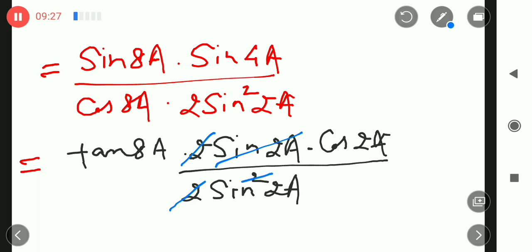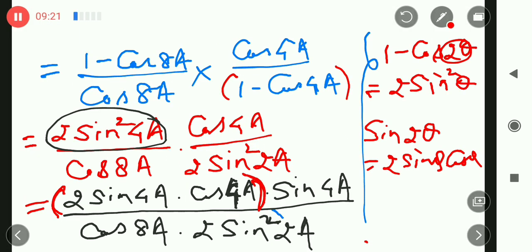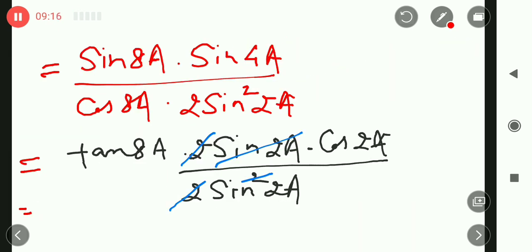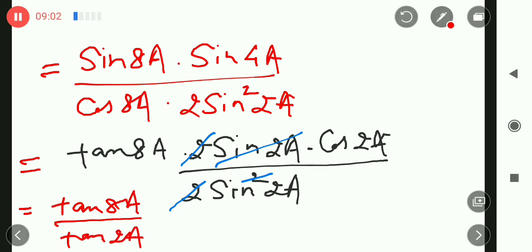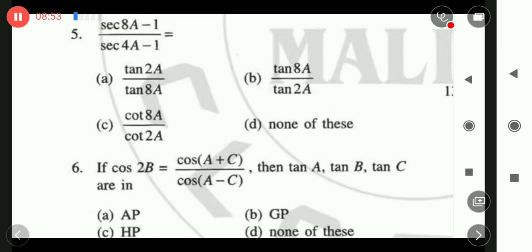So thereafter we will be left with tan 8a and cos 2a by sin 2a, which becomes tan 2a at the bottom. Okay, so this is the result. Now check which one is correct. Tan 8a by tan 2a. Is there any option? Tan 8a by tan 2a. Yes, it is. Option B is correct. Tan 8a by tan 2a.